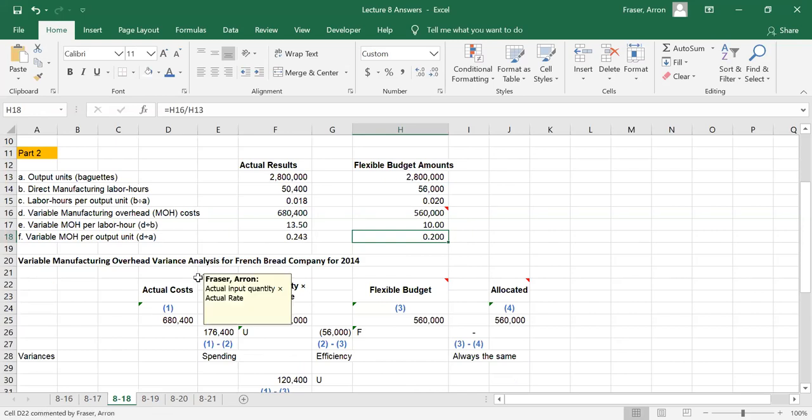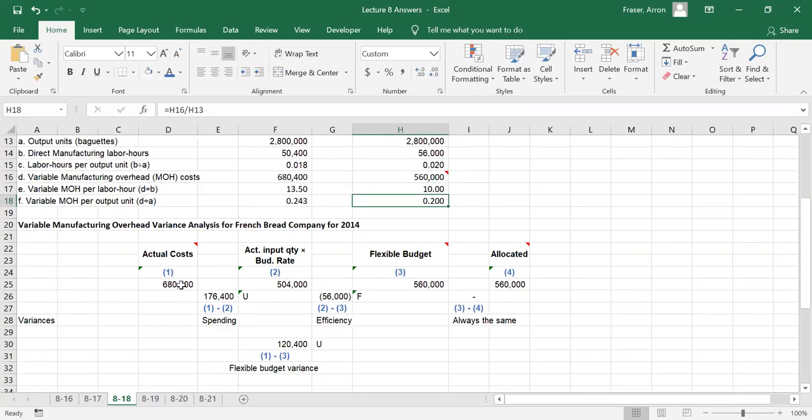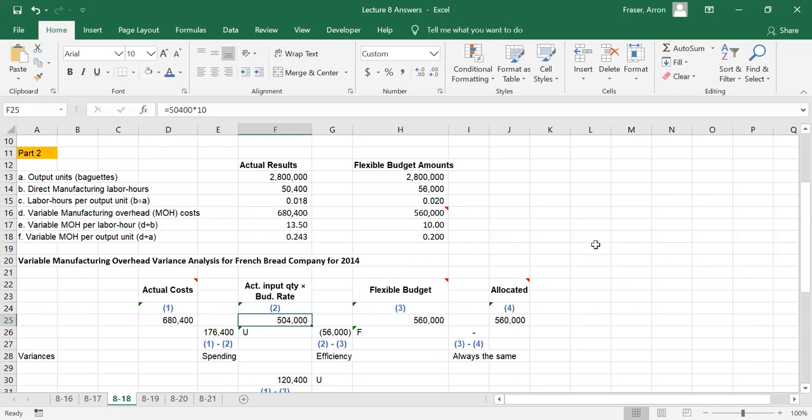Then we go to the columnar working. We know the actual costs, so there's no doubting or guessing. Actual cost is $680,400. The second working is the actual input quantity times the budgeted rate. We know the direct hours are 50,400, and we're also told that we expected to pay $10 an hour.